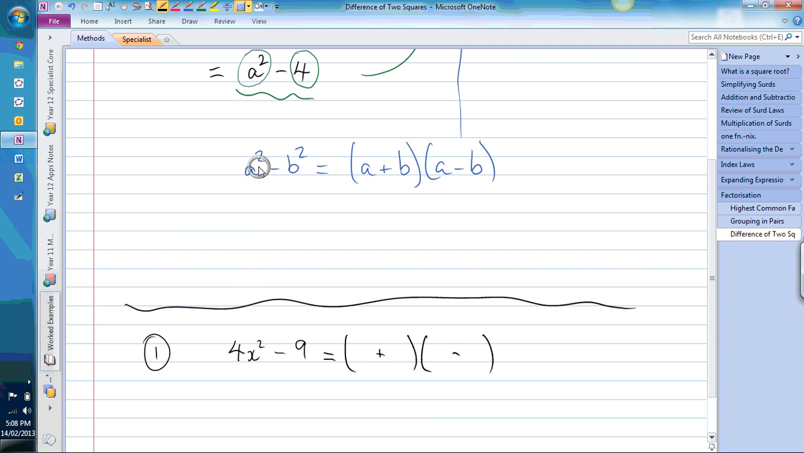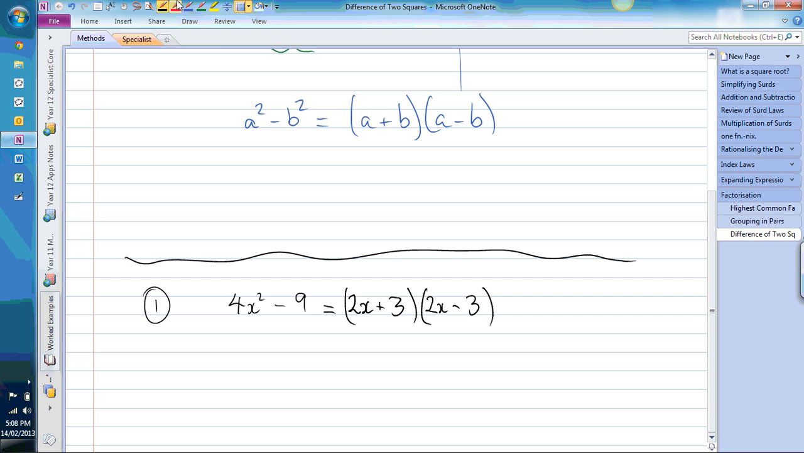Let's look at our first term. This tells me that a squared is 4x squared. So what's the square root of that? The square root of that will be what a is. Well, the square root of 4 is 2, and the square root of x squared is x. So my a is 2x. We can check that. If I squared that, I'd get back to 4x squared. Now let's look at our b. b squared is 9. Well, the square root of 9 is 3, so b is 3. And that is actually all there is to factorizing a difference of two squares.